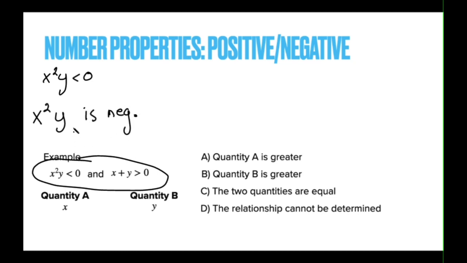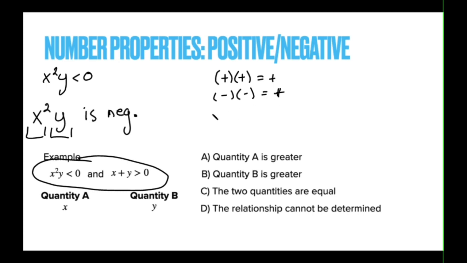And let's think about the implications of that. So this number times this other number created a negative number. What does that tell me about these numbers? Well, it means that one of them is positive and one of them is negative. Because if I multiply a positive times a positive, that's going to give me a positive. And if I multiply a negative times a negative, that's also a positive.